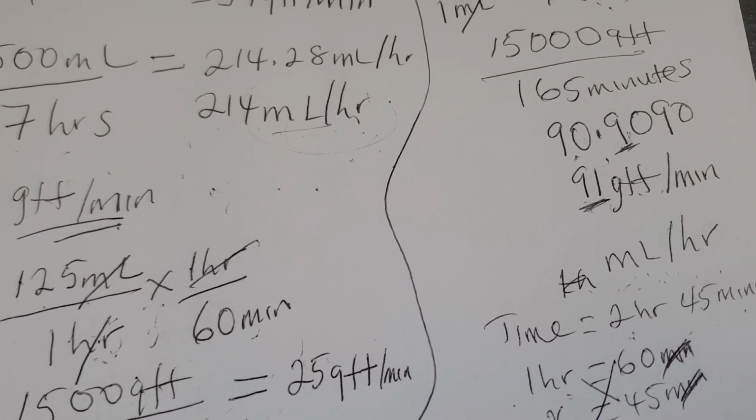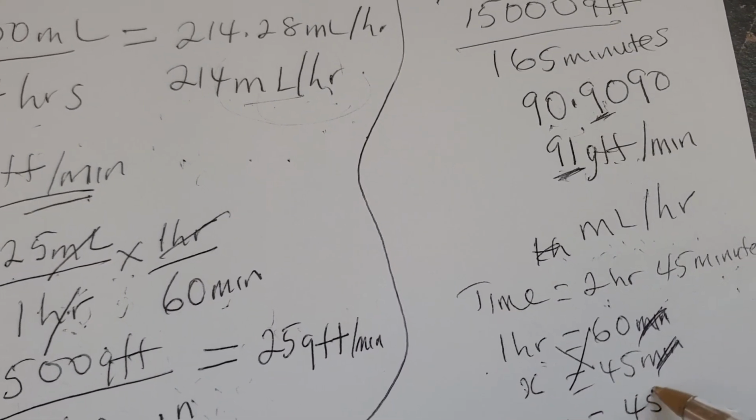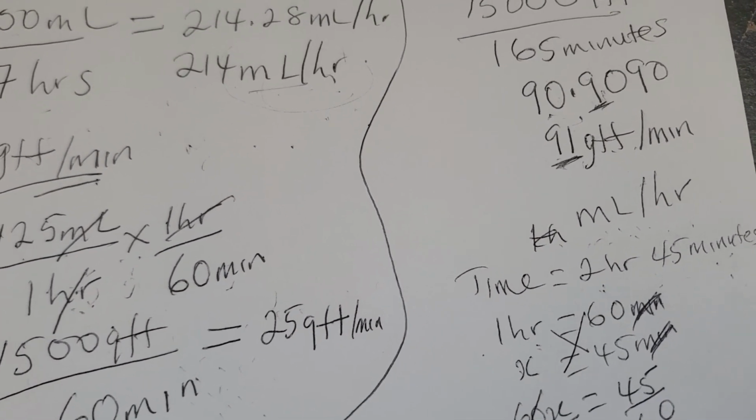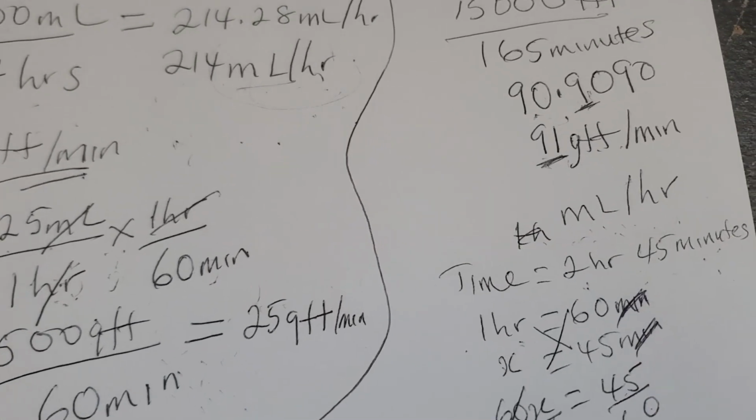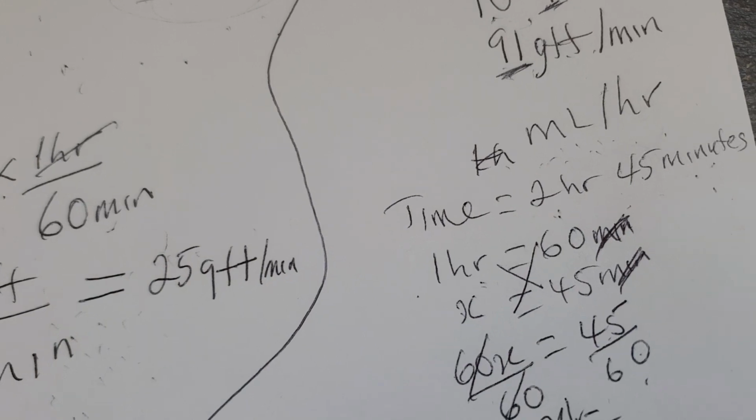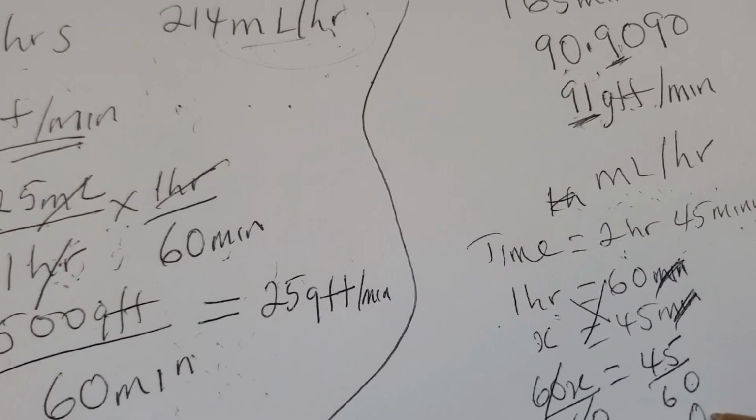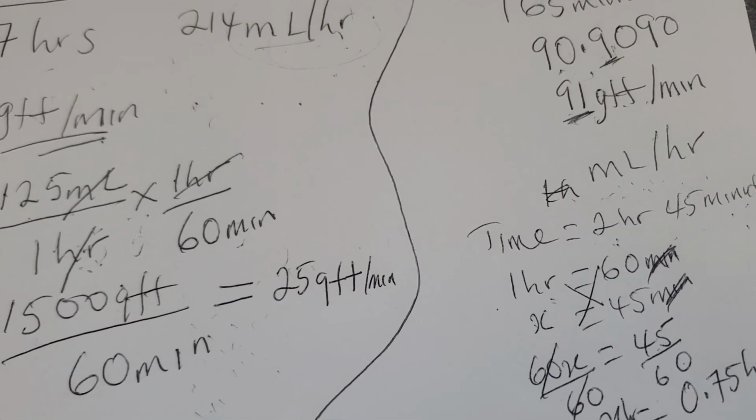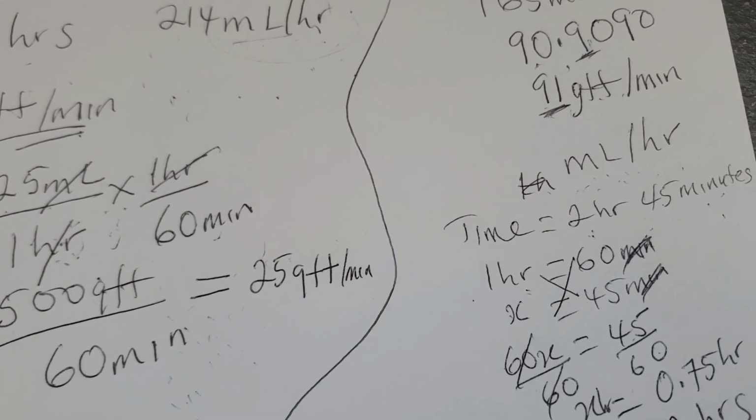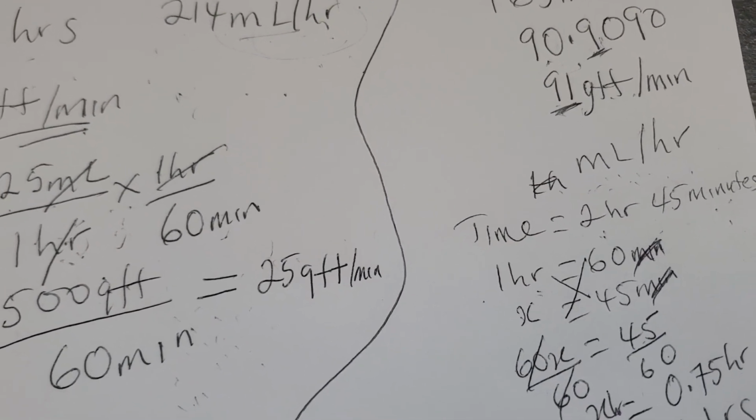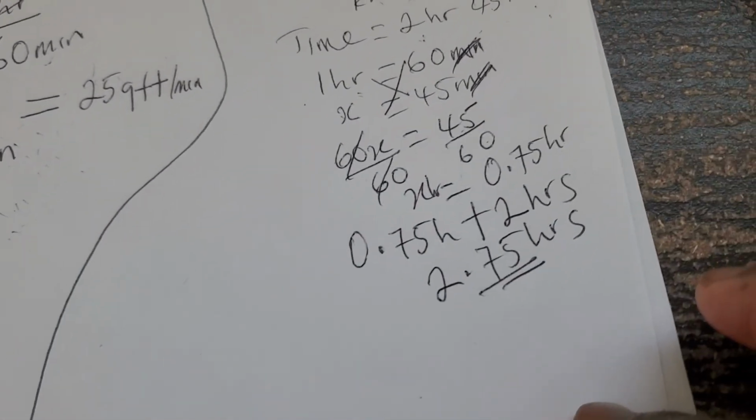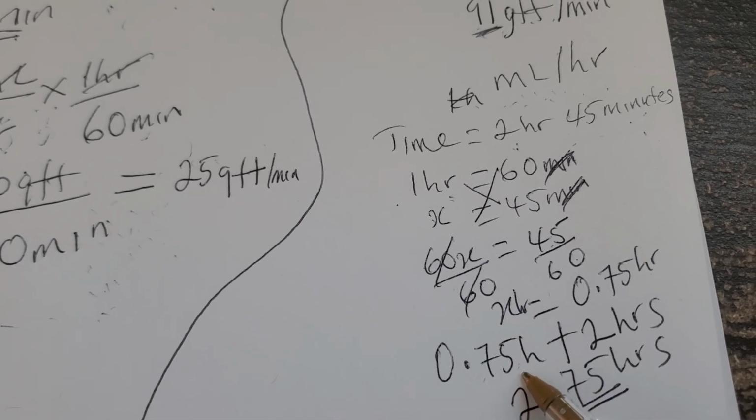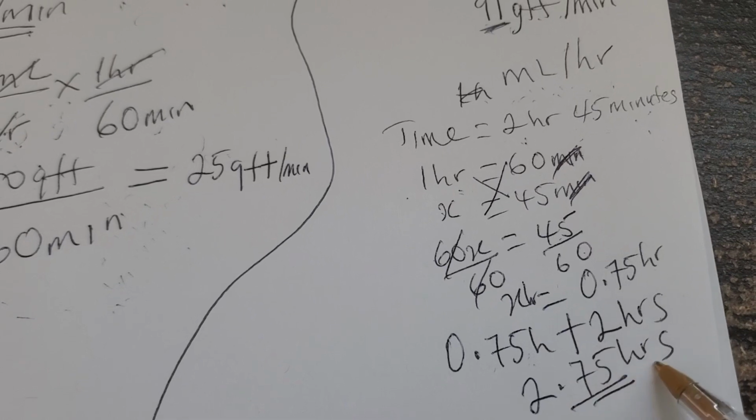We need an hour. So 60x is equal to what? 45. Then you divide by 60. So x hour is equal to 45 divided by what? 60. Now 45 divided by 60 will give us what? 0.75 hour. So you add the 0.75 hour plus your 2 hours, and that will give you 2.75 hours as your total hours. You get it? The 45 minutes converted to an hour is 0.75 hour. Then you add your 2 hours. That will give you 2.75 hours.